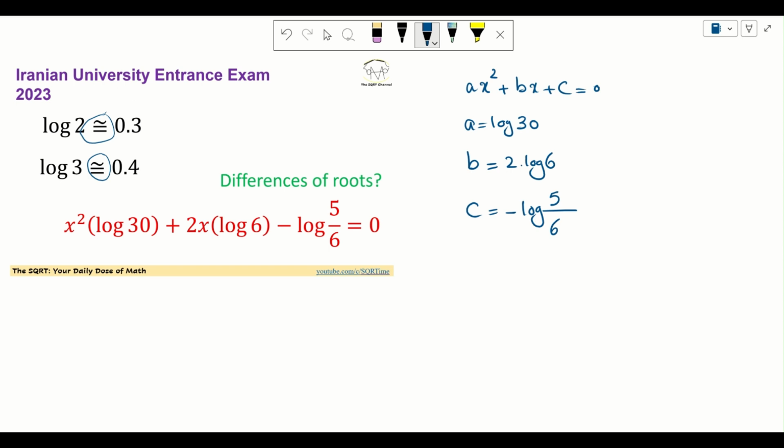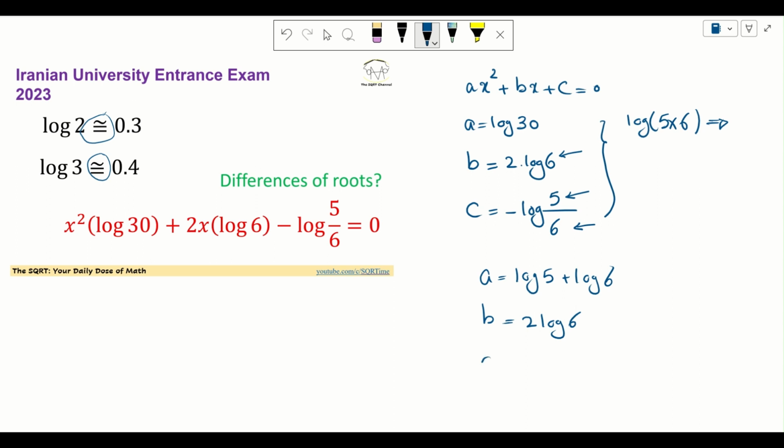First of all, log of 30 is a strange value because the values that we have are all based on 2 and 3. On the other hand, here we have 6, we have 5, we have 6. So I will write log of 30 as log of 5 times 6, because I already have 5 and 6 here, and then a is going to be log of 5 plus log of 6. Now b is 2 times log of 6, and c, let me simplify it a little bit. First, let's keep the negative, and log of 5 over 6 is log of 5 minus log of 6. You can write it as negative log of 5 plus log of 6.